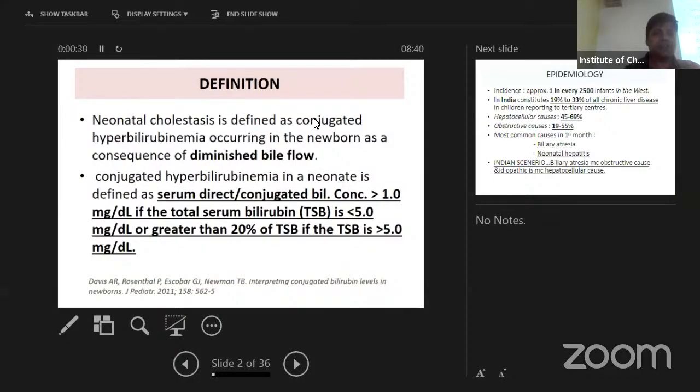Neonatal cholestasis. The definition: neonatal cholestasis is defined as conjugated hyperbilirubinemia occurring in the newborn as a consequence of diminished bile flow. Conjugated hyperbilirubinemia in a neonate is defined as serum direct or conjugated bilirubin concentration more than 1 milligram per deciliter if the total serum bilirubin is less than 5, or greater than 20% of the total serum bilirubin if the total serum bilirubin is more than 5 milligram per deciliter.